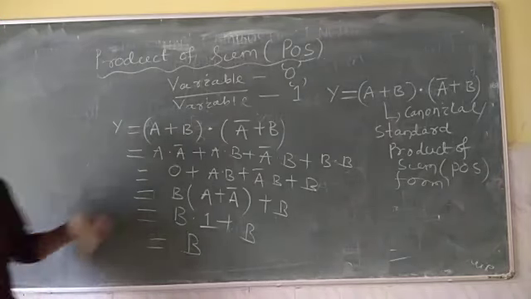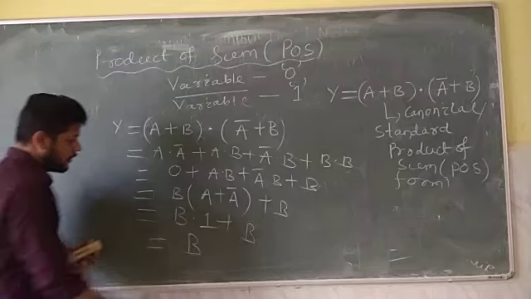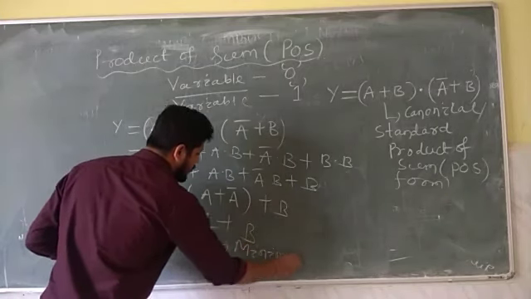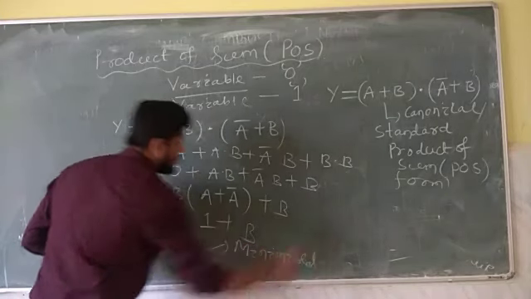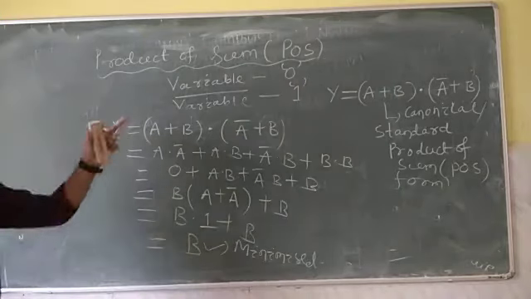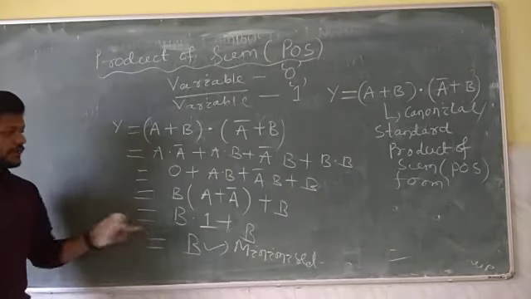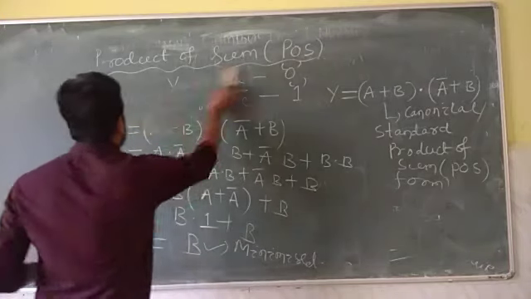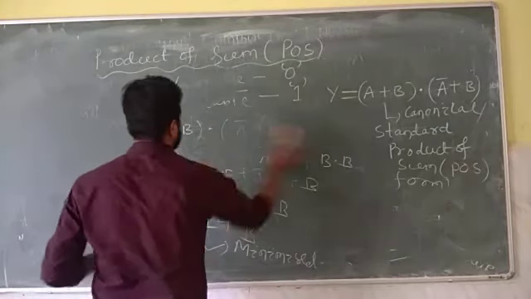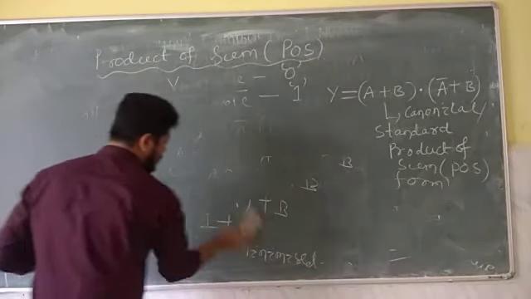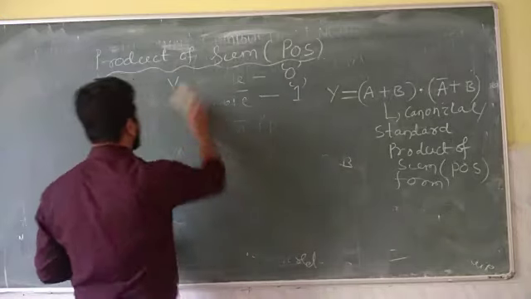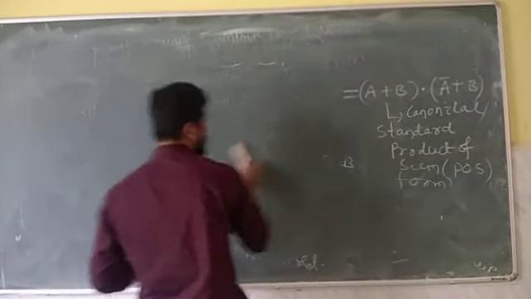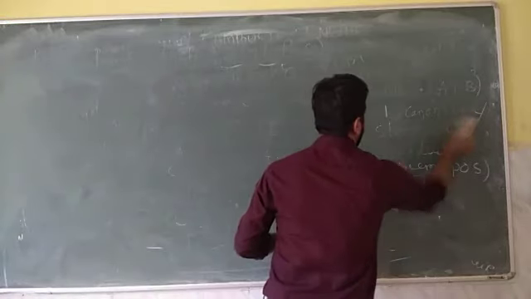So this is the way we solve, and this is your minimized expression. That is your canonical standard product form, and this is your minimized expression. Now we will see, if an expression is given in minimized form, how to convert it into standard form.